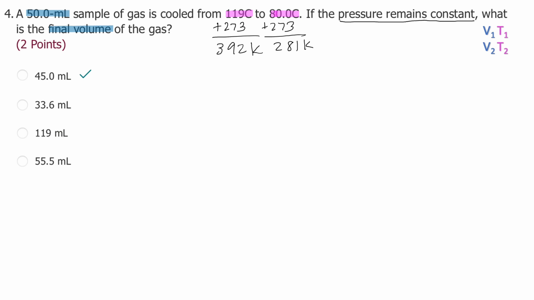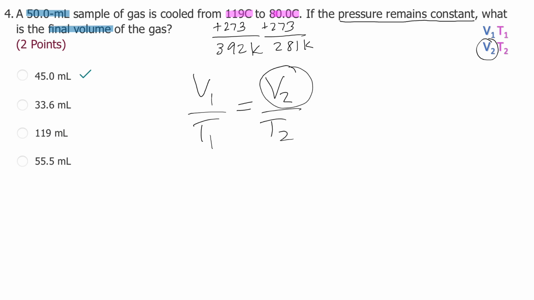So we are given a V1 and a T1. We're solving for V2, and we're given a T2. So with V and T, or volume and temperature, we're going to be using Charles' law. Charles' law is V1 over T1 equals V2 over T2. Now, if we are solving for V2, remember the cross multiplication that does not involve the variable is going to be on top. So we're going to have V1, T2, and everything else will be in the bottom, so T1.